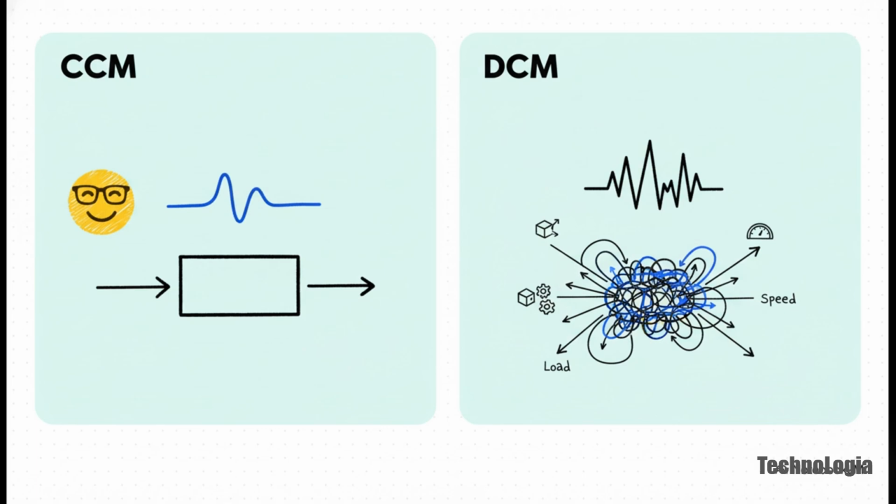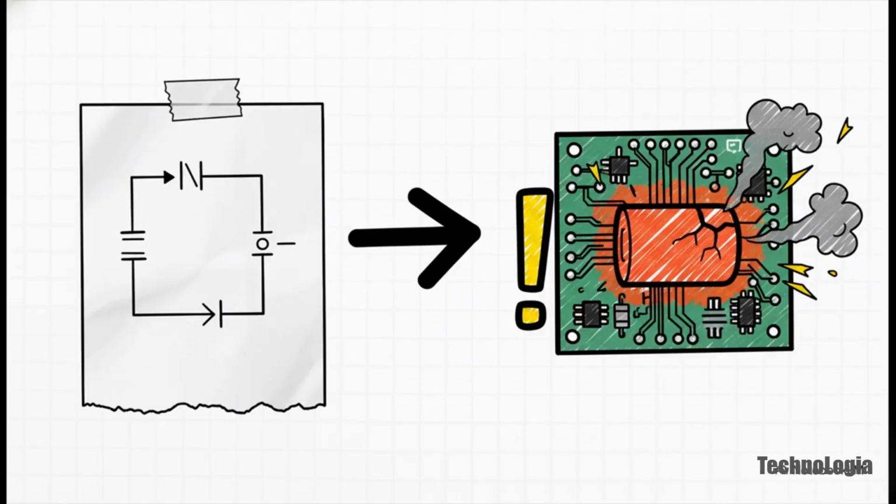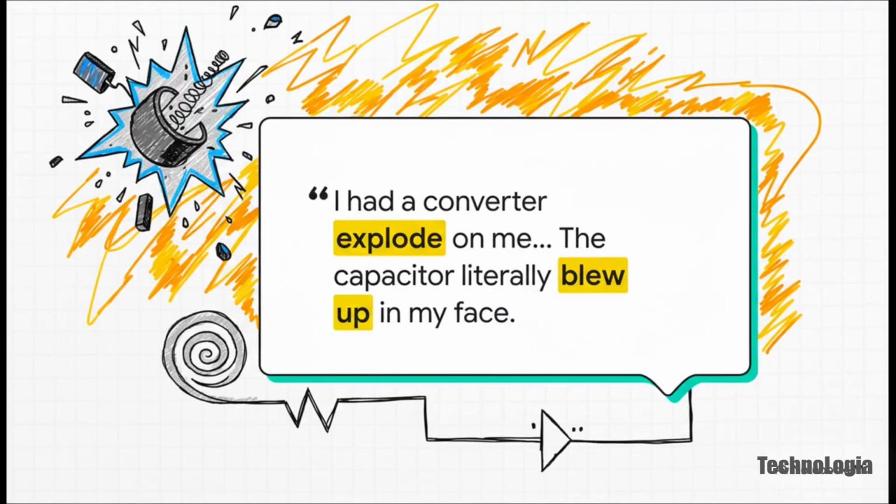Suddenly, the output voltage depends on everything. How much load you have, the size of your parts, how fast you're switching. It gets really complicated really fast. And this isn't just a headache for engineers trying to solve equations on a whiteboard. No. Misunderstanding this jump from the simple mode to the chaotic one can have very real, very physical, and sometimes very explosive consequences.